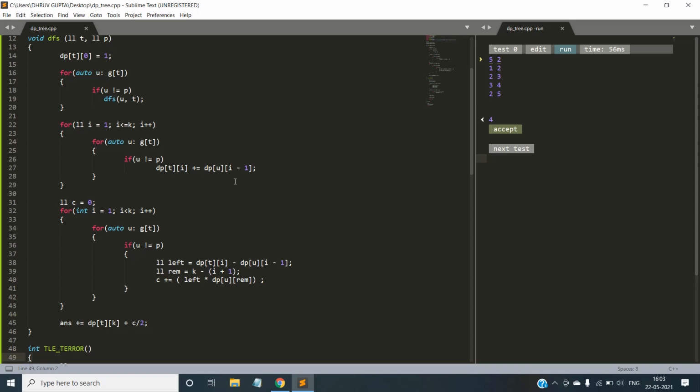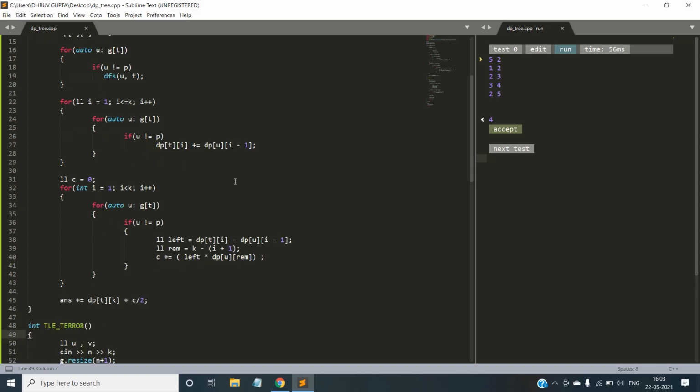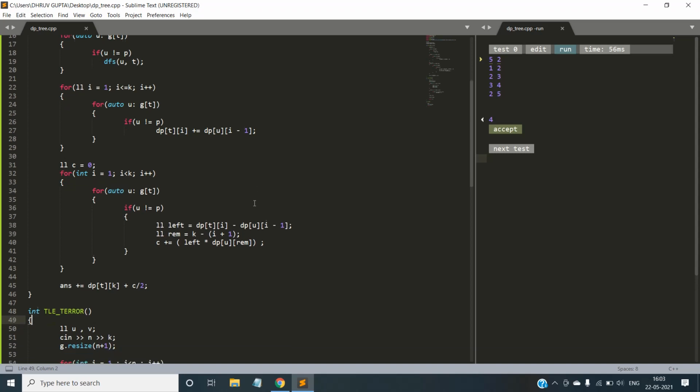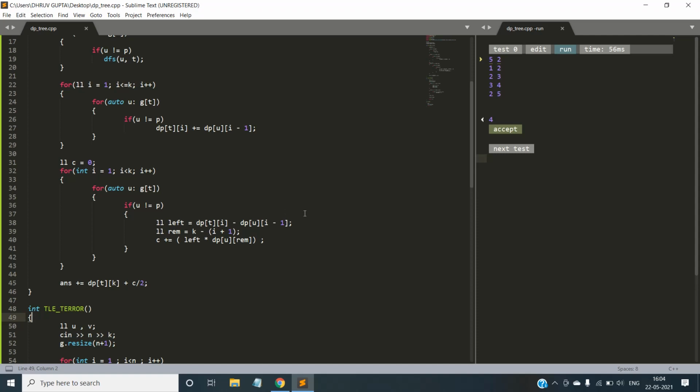Now what we'll do is that one vertex should lie in the subtree of one child, and the other lies in the subtree of another child. We'll iterate from 1 to k minus 1, and we'll iterate through all the children of a particular vertex t. If it is not the parent, then we'll calculate dp of t i minus dp of u i minus 1. That is, if till t we have covered i edges, we will eliminate the i minus 1 edges of the particular subtree of the child that we are at currently.